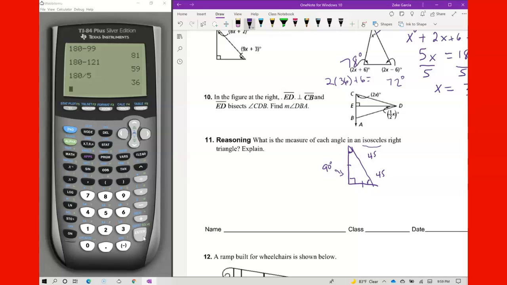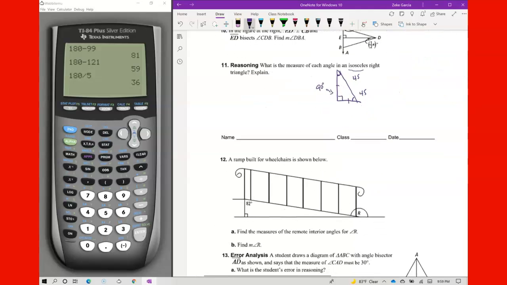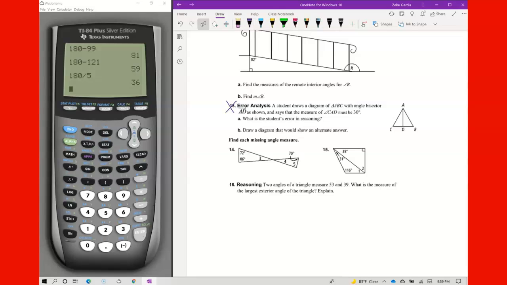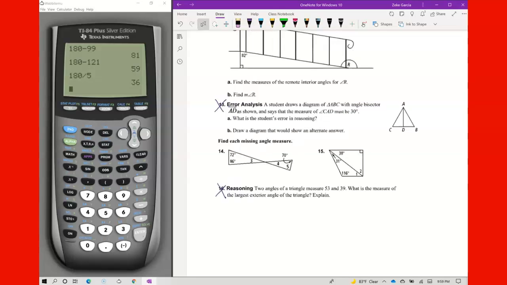So I just explained it to you. You're going to have to write it down. If one angle is 90, then the other two angle measurements have to have a sum of 90. So when you divide 90 by 2, it's 45. So make sure you explain. 13, I didn't want you to do 13. 15, oh, and don't do 16.